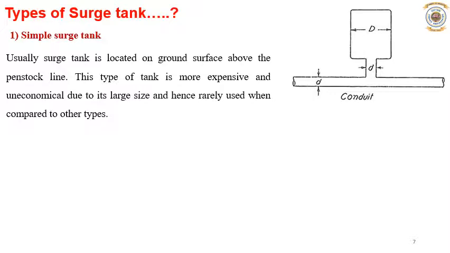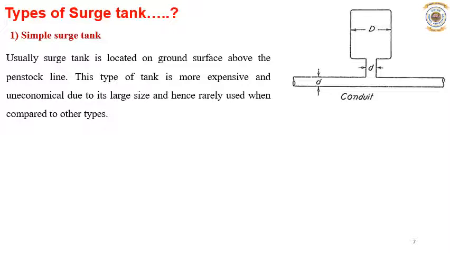Usually this type of surge tank is a vertical standpipe connected to the penstock. So you can see there is a small d and a capital D. Small d is the diameter of the penstock, and capital D is the overall diameter of the surge tank. So it is connected vertically. Usually the surge tank is located on the ground surface above the penstock line.